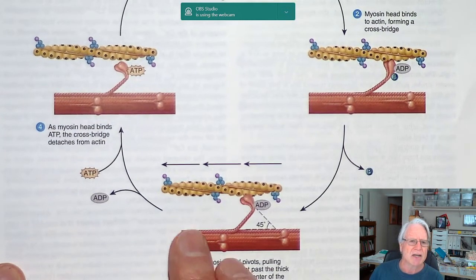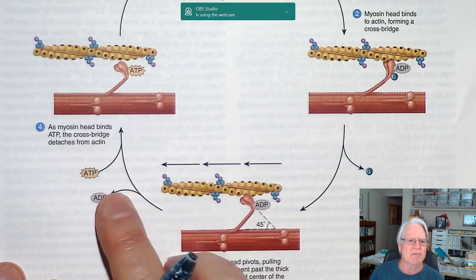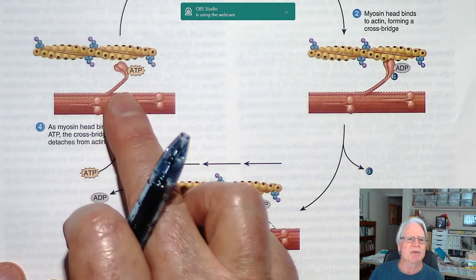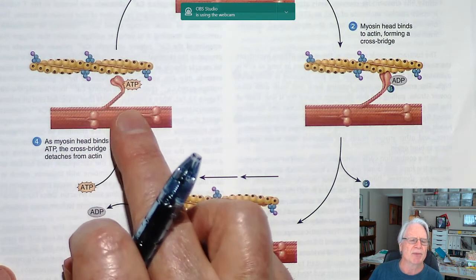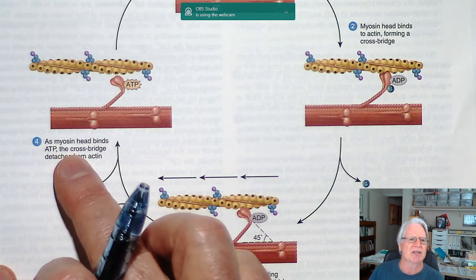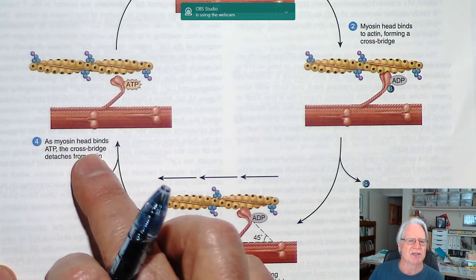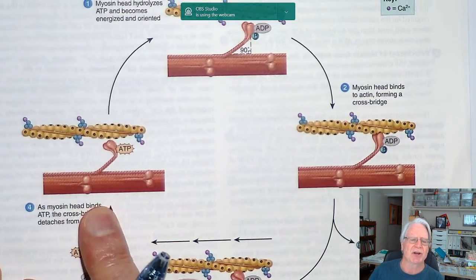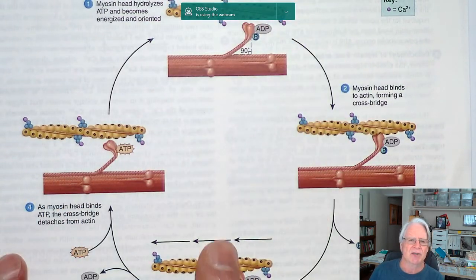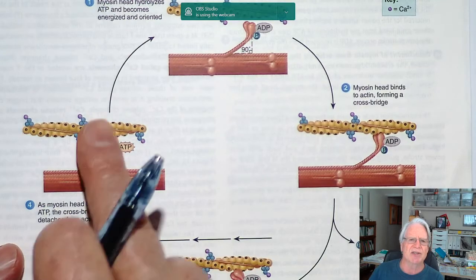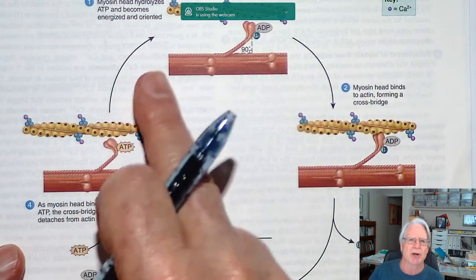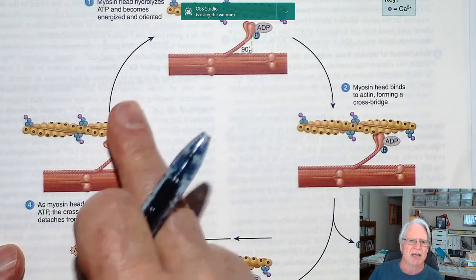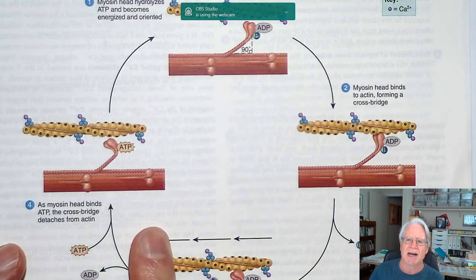And then we're going to release ADP. We're going to bring in an ATP. ATP will now bind, and the myosin heads will become detached, and we'll start the cycle over again. So this cycle is repeated thousands and thousands of times per muscle contraction. It goes on and on and on. How long does it go on?